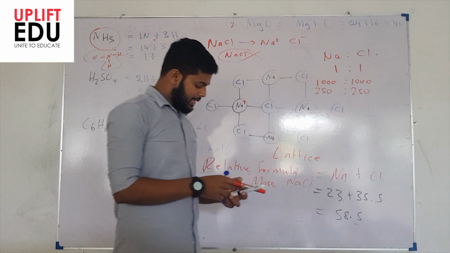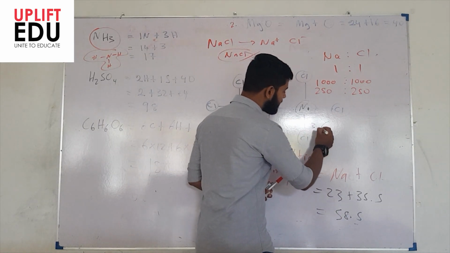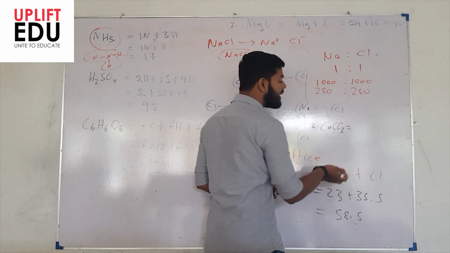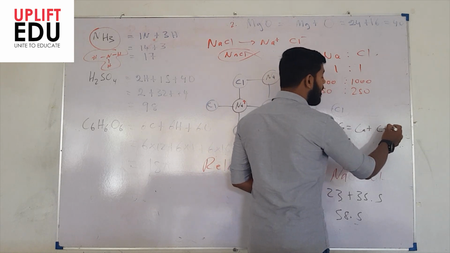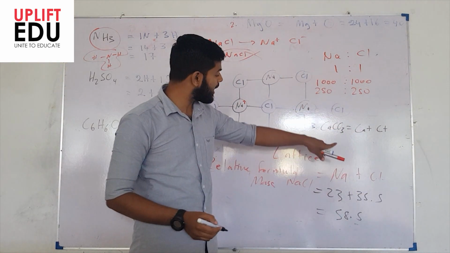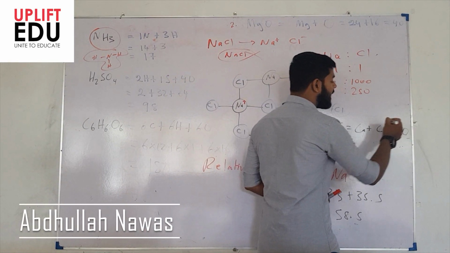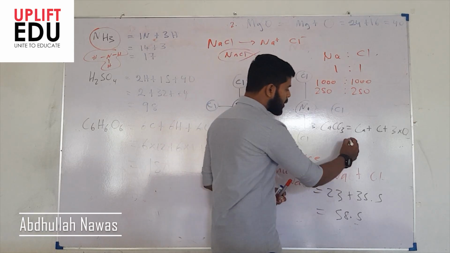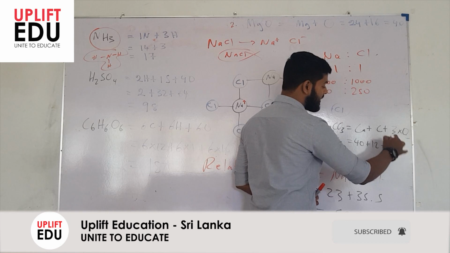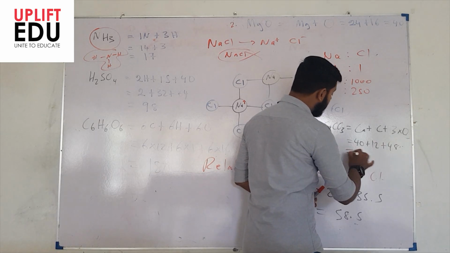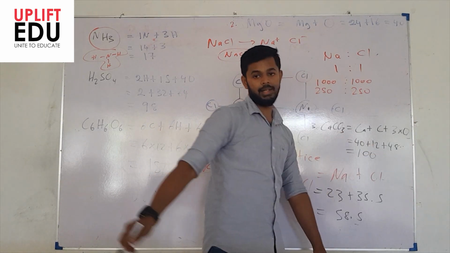Is that clear? Similarly, when I look at the relative formula mass of calcium carbonate, I have to add the relative atomic mass of calcium, the relative atomic mass of carbon, plus the relative atomic mass of oxygen, but in my formula I have 3 oxygen, so I have to add 3 times the relative atomic mass of oxygen, right? So calcium is 40, carbon is 12 and oxygen is 16, 16 times 3 is 48. So the relative formula mass of calcium carbonate will be 100, right?